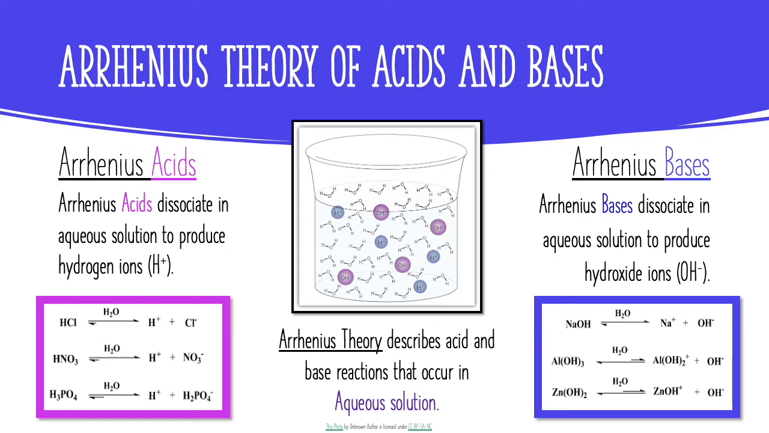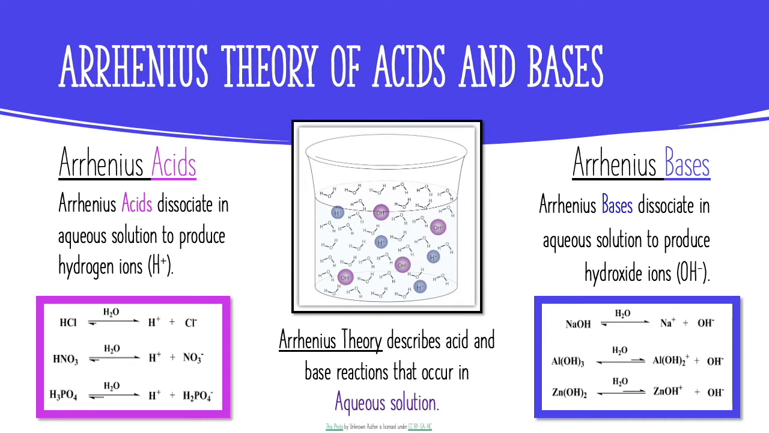So if you take a look down here in the pink box, I have some examples of Arrhenius acids listed. You'll notice that these compounds, once we dissolve them in water, will produce a positively charged hydrogen ion and an anion, depending on what the identity of the original substance was. For example, this first one, we've got hydrochloric acid, or HCl, hydrogen chloride, and we dissolve that in water and it produces hydrogen ions and chloride anions.